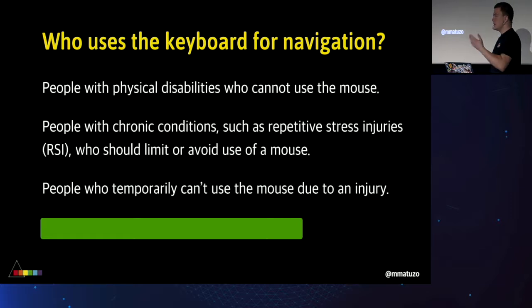arm. Or last year in Budapest, I met a girl and she told me that she got a tattoo on her forearm and she wasn't able to use a mouse for 2 weeks because it just hurt too much. So there are also temporary impairments.